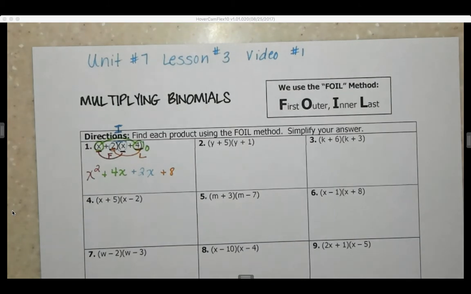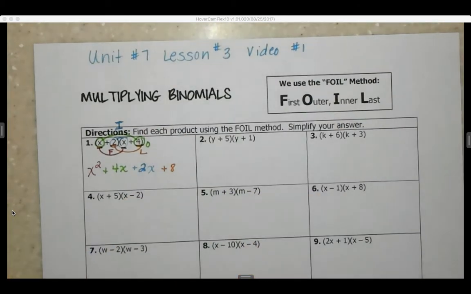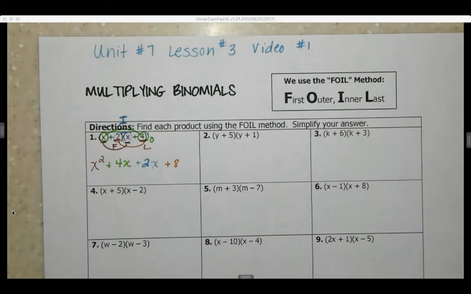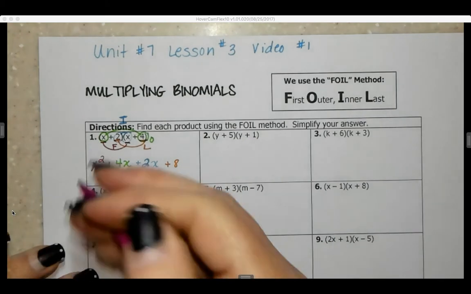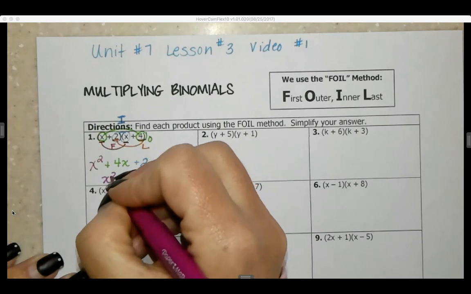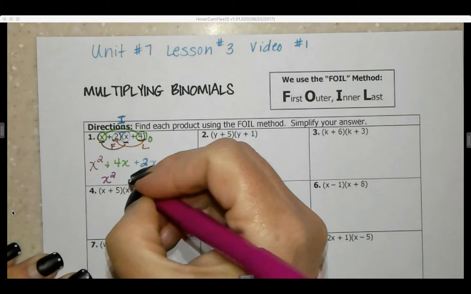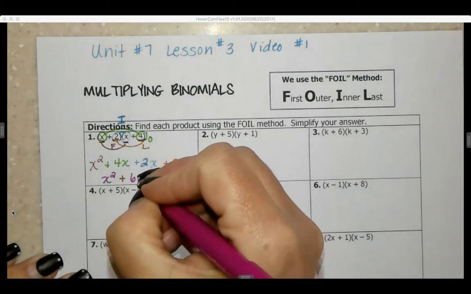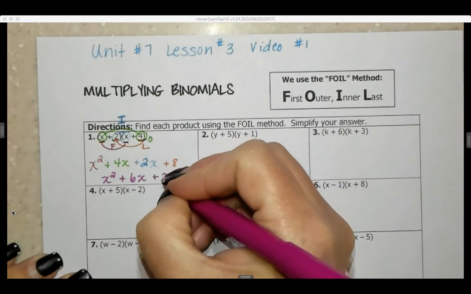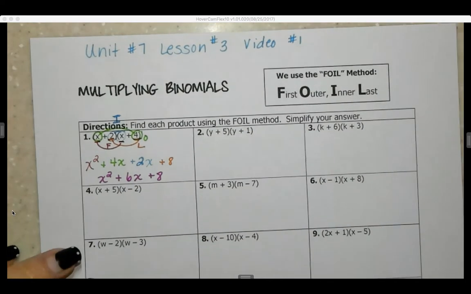Now we look to see if we have any like terms that can be combined, and the answer is yes, we sure do in the middle, right? A positive 4x and a positive 2x, those guys can go together. So I rewrite this in standard form. I'm going to have x squared, that does not change. Positive 4x plus 2 more x, that makes positive 6x, and then there's the plus 8. First, outer, inner, last. First, outer, inner, last, okay?